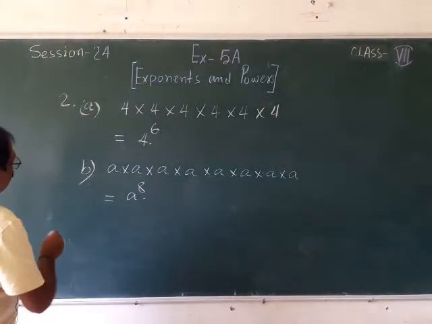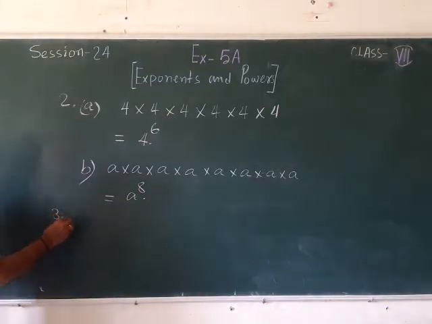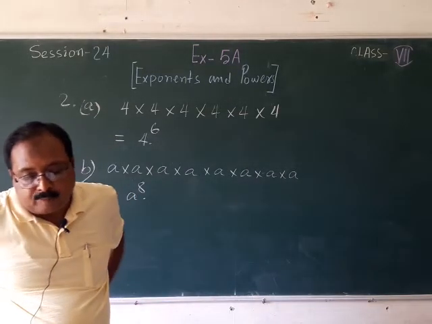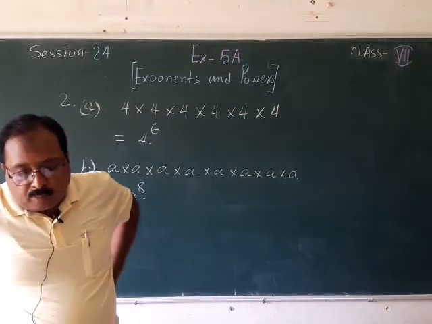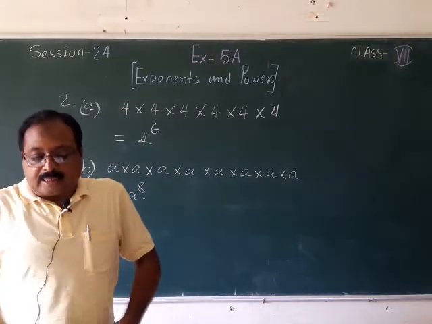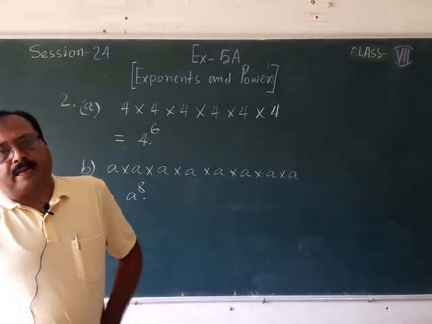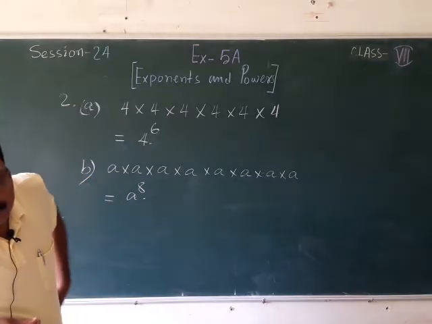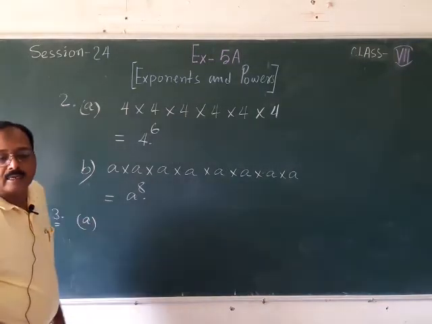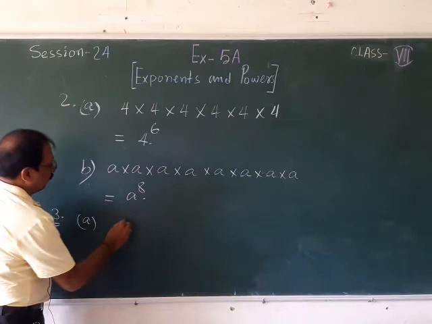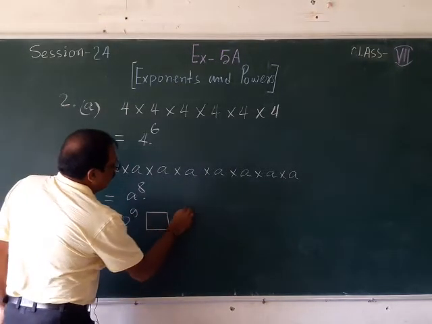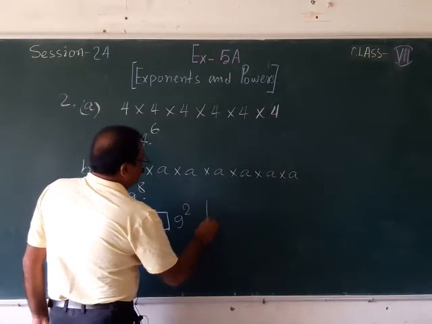Now question number 3. Here in 3 number, which is greater? Now you can see which is greater, 2 to the power 9 or 9 to the power 2. This time you have to multiply the numbers on the rough side and check it. In 3A, it is written 2 to the power 9, and here you can make a box, and here 9 to the power 2, and you need to put the sign.